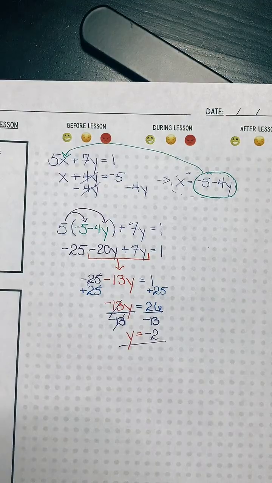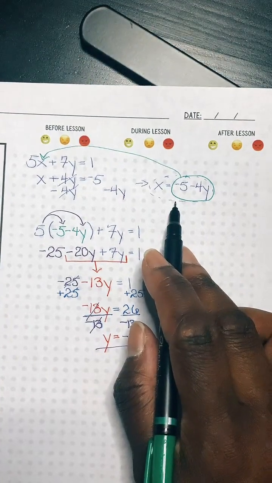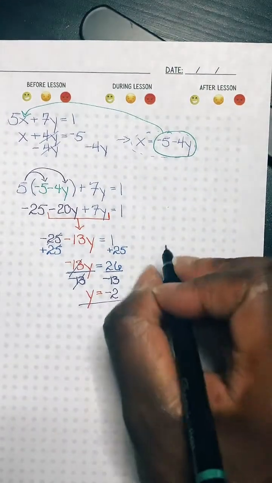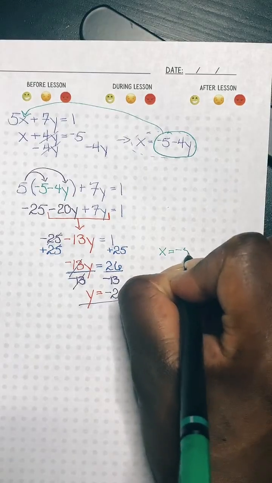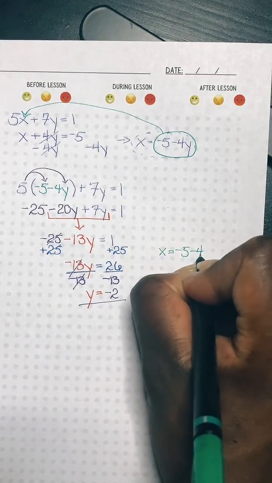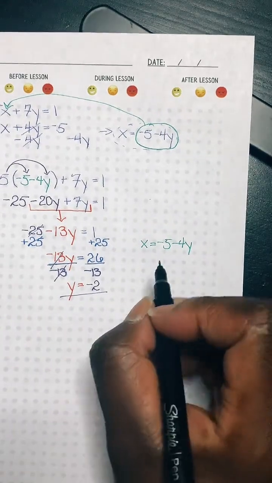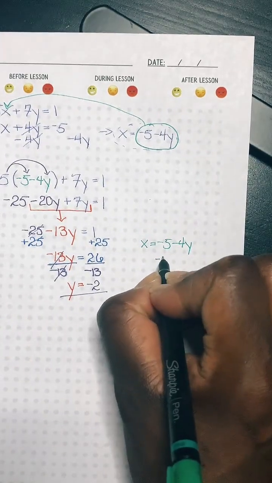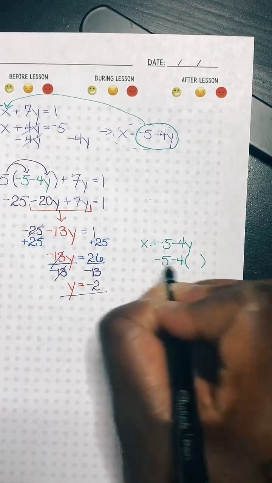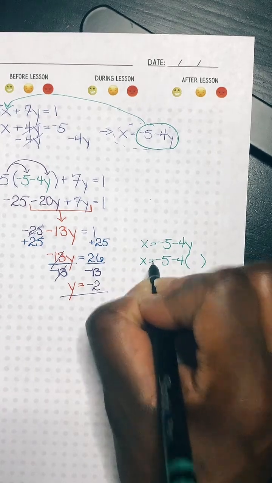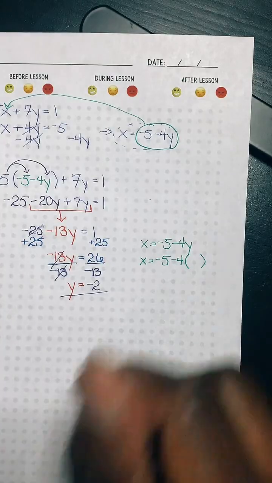So, now we need to get our x. So, we said the equation of the x was simply x equals negative 5 minus 4y. Okay. Instead of the y, we're going to substitute the negative 2. Because that's what we found for the y.